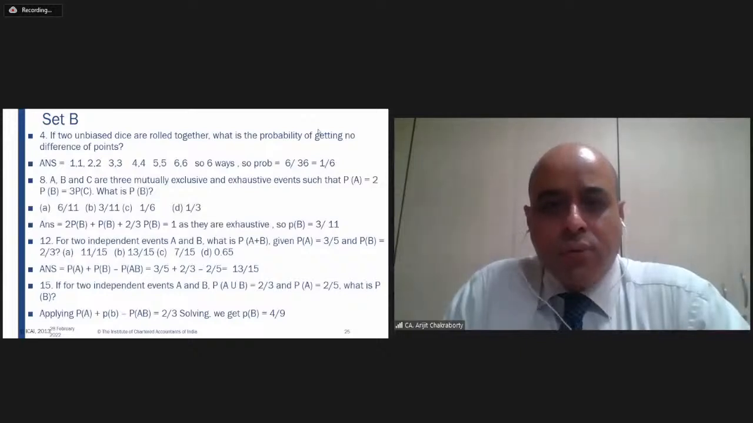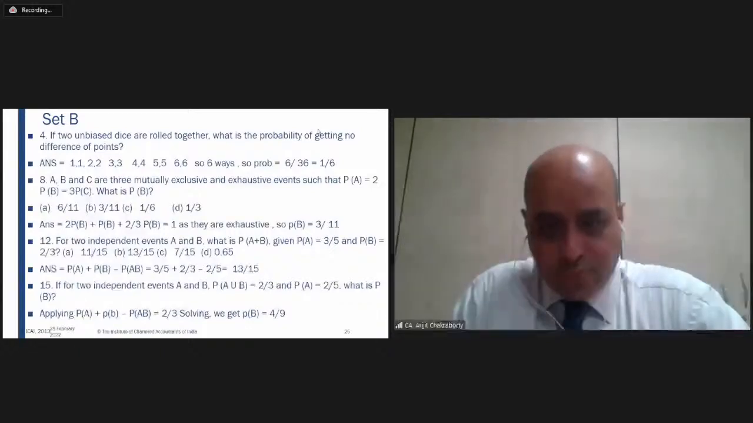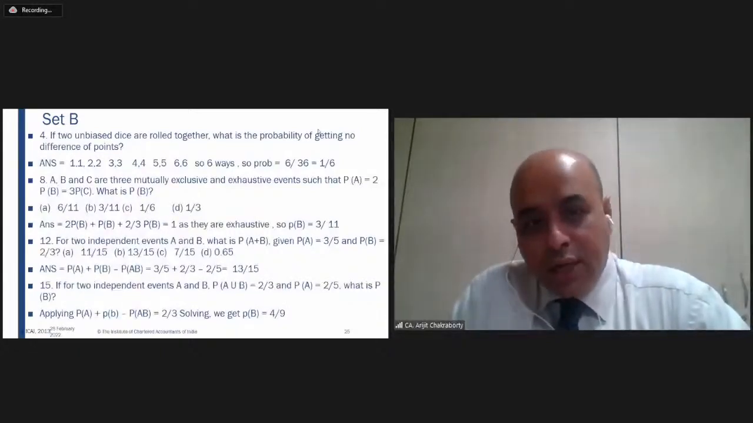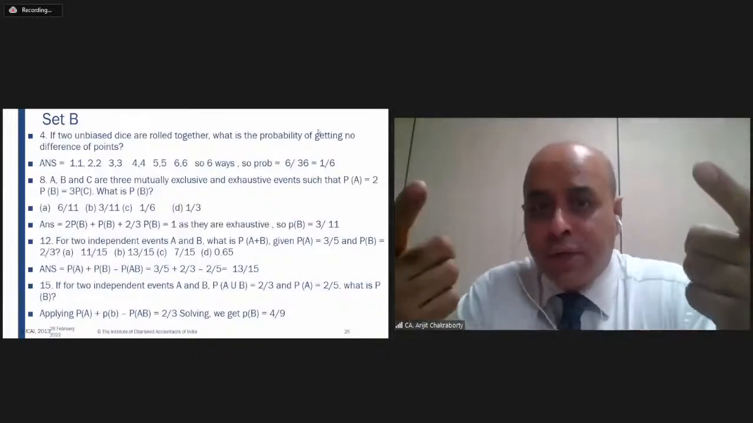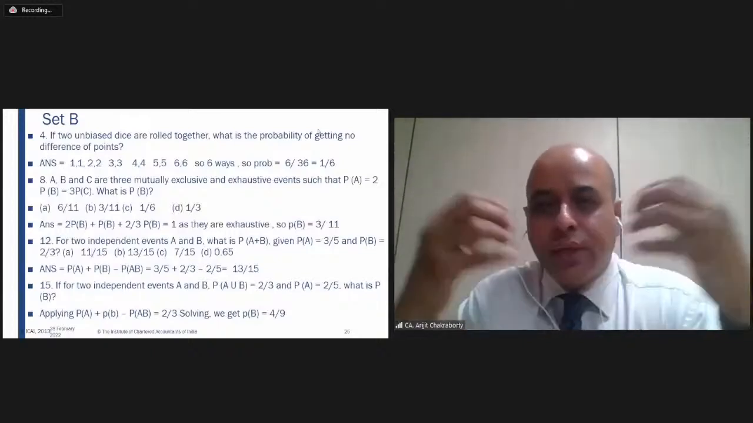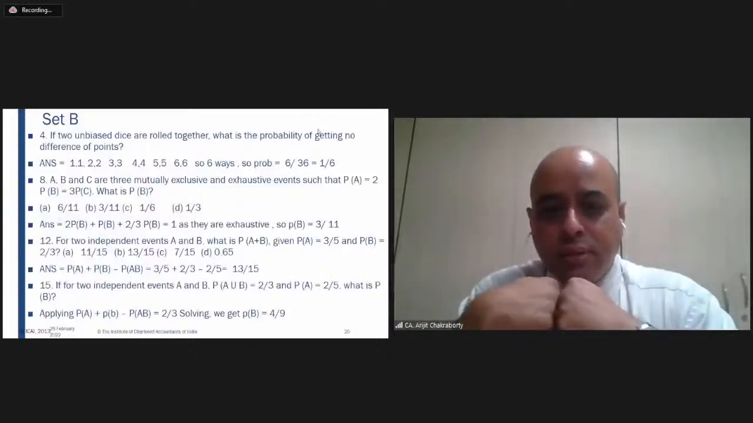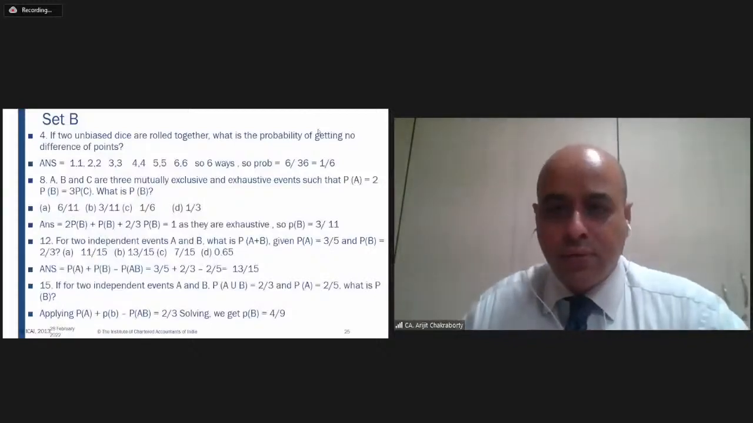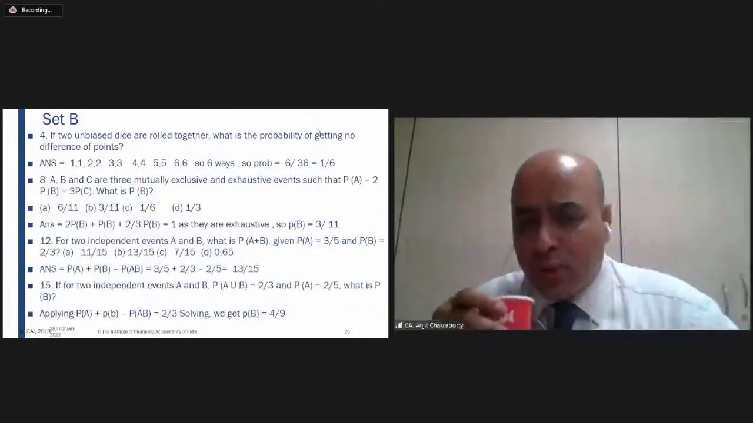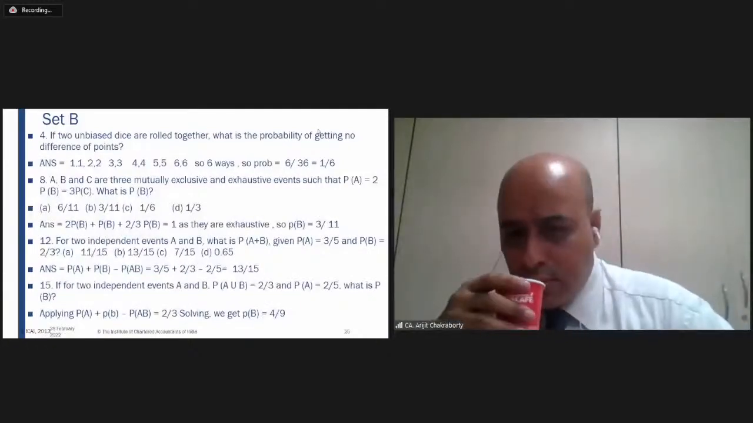So just use the formula P(A) plus P(B) minus P(AB) and take the probability of B as X. P(A) you already know it is 2 by 5. P(B) will be X and P(AB) will be how much? It is independent. So the product of the two probabilities, 2 by 5 into X. Just put the value, you will get the answer. Very simple question. There is no complication here. It's just a direct formula based question given in the problem.